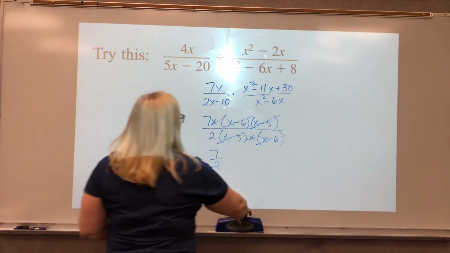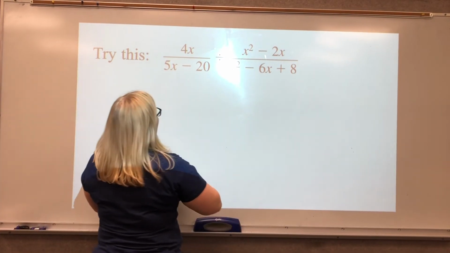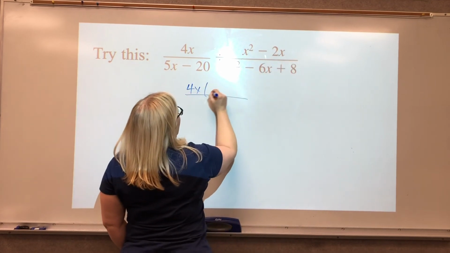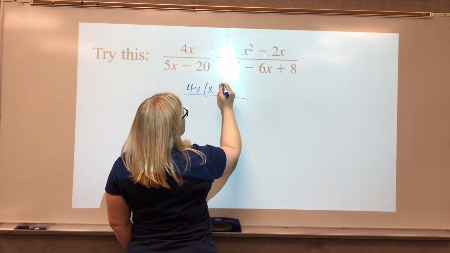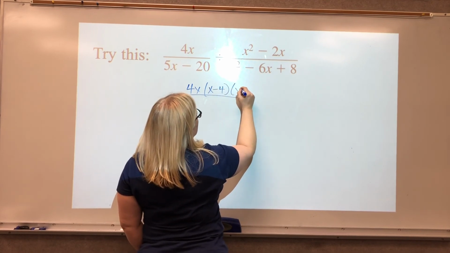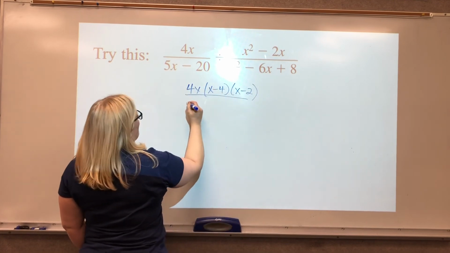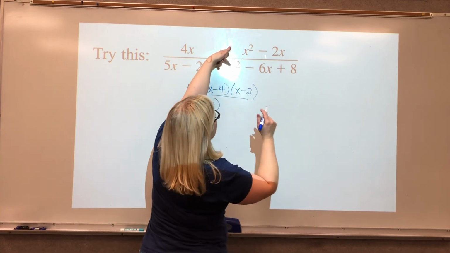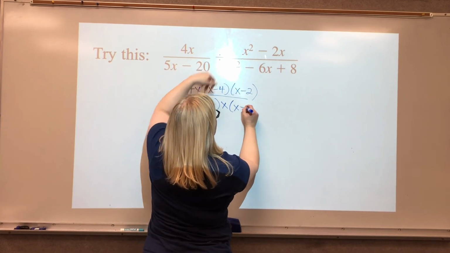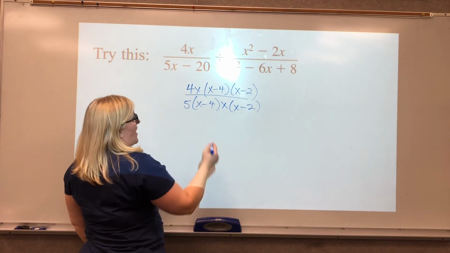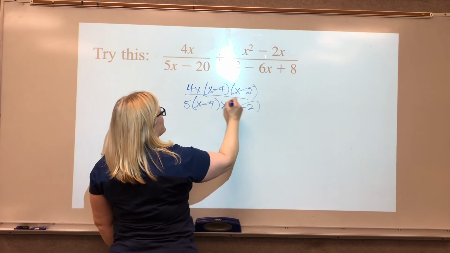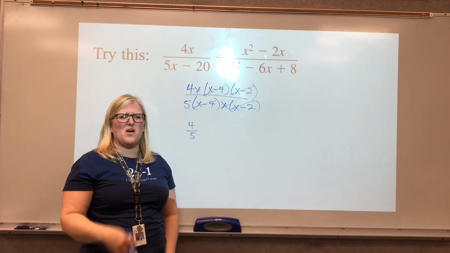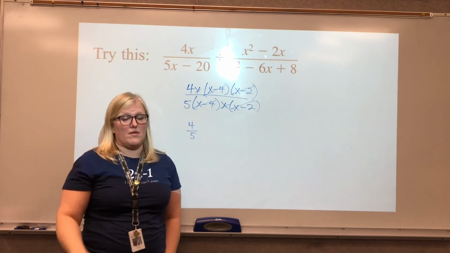Okay, here's another one. We've got 4x, flipping this and factoring, I've got x minus 4 times x minus 2. Down here I can factor out a 5, and then I'm left with x minus 4. And remember, this has been flipped, so this is now x times x minus 2. And this is just like the last one. I can slash these and the x's, and I'm left with 4/5. I know I'm going kind of fast. I think you've probably got it by now though.